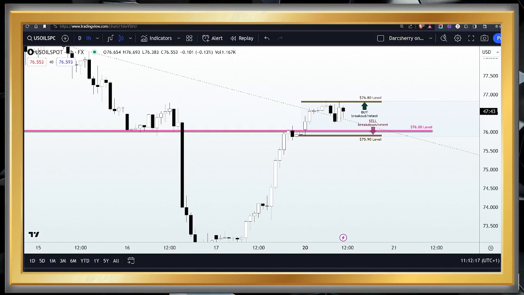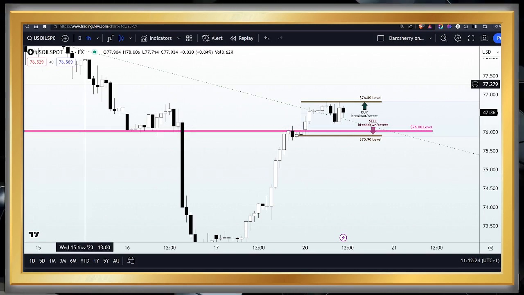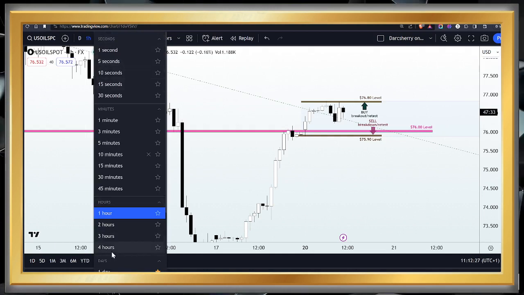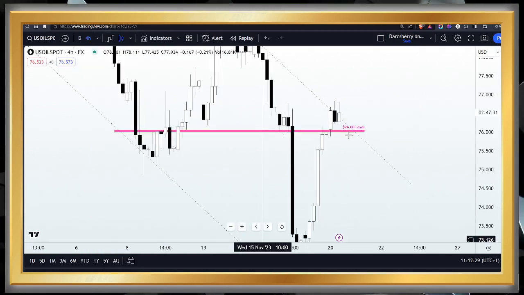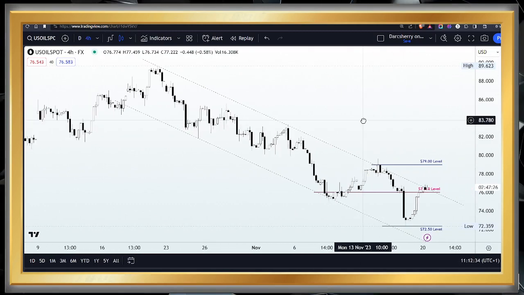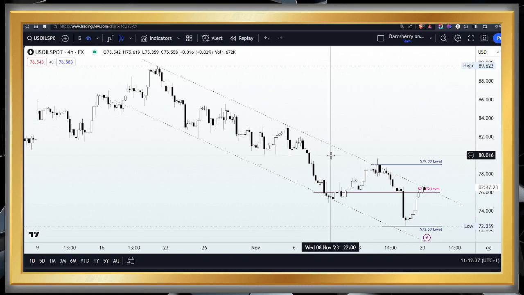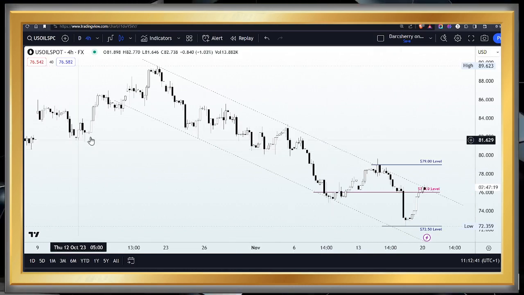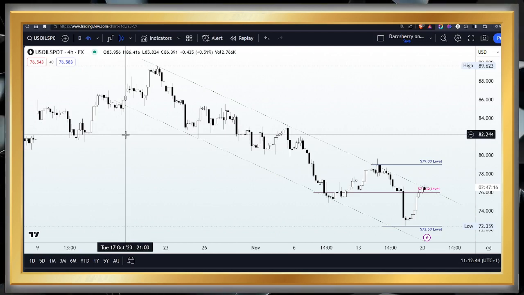Now, is this pressure in favor of sellers, or is it in favor of the buyers at this point in time? Well, let's look at the higher time frame. So I started this week's analysis on the 4 hour time frame, where I was able to identify a simple setup that we will be using to guide our trading decisions for this week. And what I did on the 4 hour time frame was to take into consideration the nature of price action in the last 3 to 4 weeks to decipher what is really going on in this market.